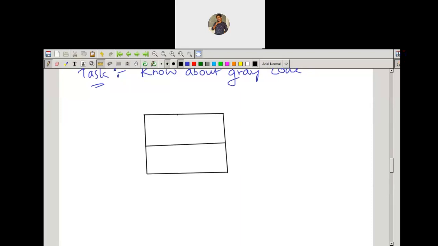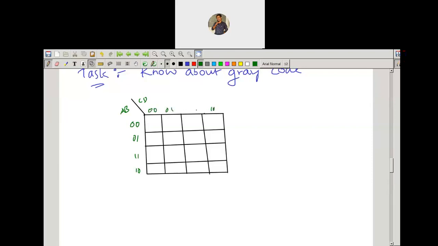The work is not yet over for the simplification of the K map. I'm taking the same example. A four variable K map with AB and CD, and those are 0 0, 0 1, 1 1, 1 0 and 0 0, 0 1, 1 1, 1 0. Okay. Now taking the same possibilities, 1 1 1 1 1.